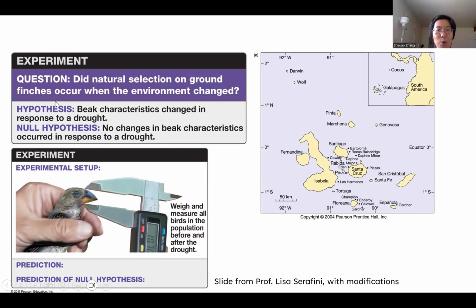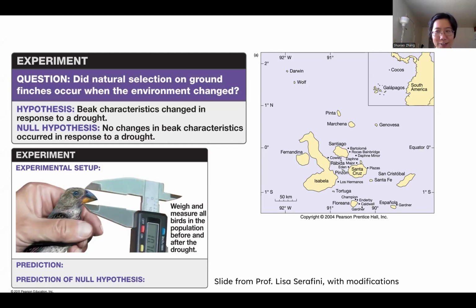So for an experiment, we always have a hypothesis and a null hypothesis. The null hypothesis is always that there is no difference. And in this case, no difference means that there should be no change in beak characteristics in response to a drought. And to run this experiment, the protocol is to go and weigh and measure all the birds in the population before and after the drought.